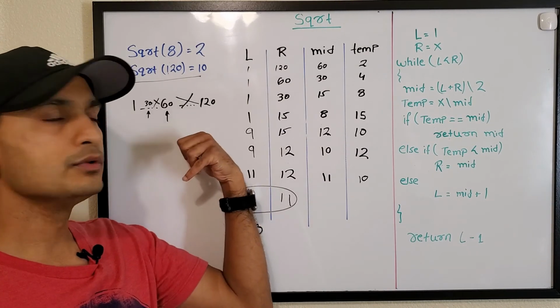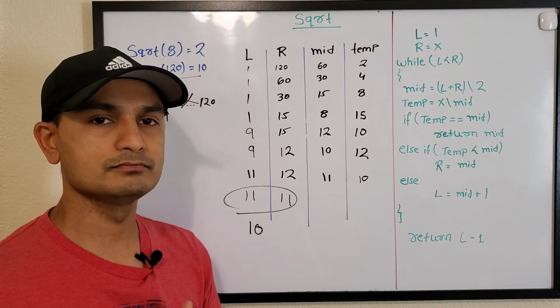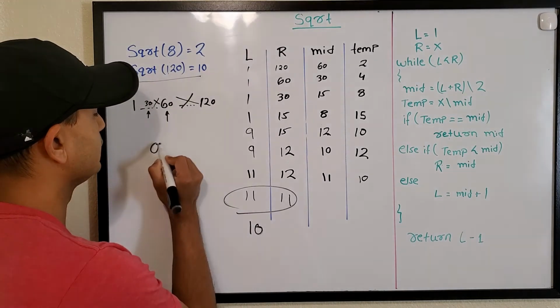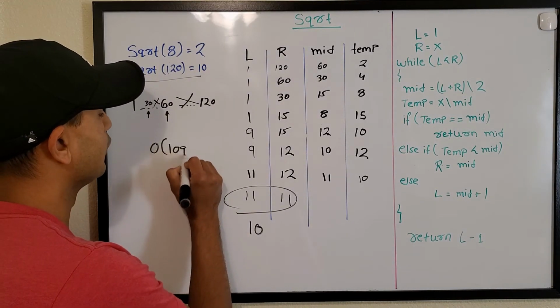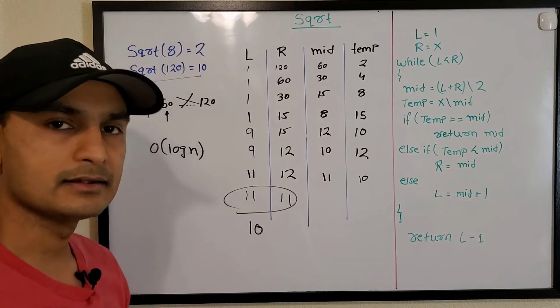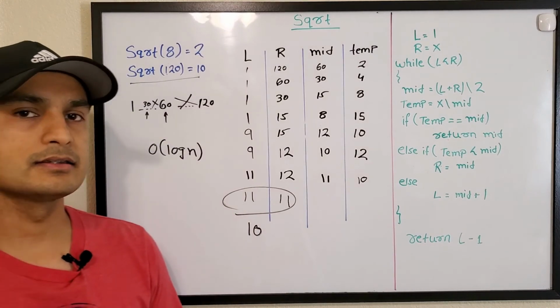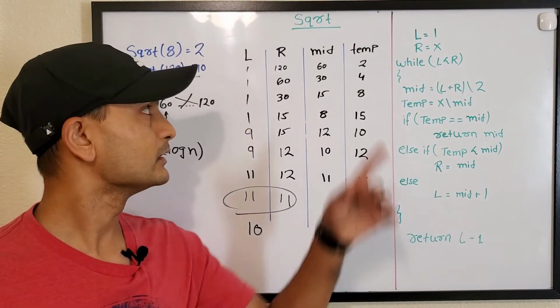Now, since we are using a binary search or binary splitting kind of algorithm, our time complexity would be O of log n, and that's better than the previous approach. So there you go, guys. This is the approach that we can use to implement square root.